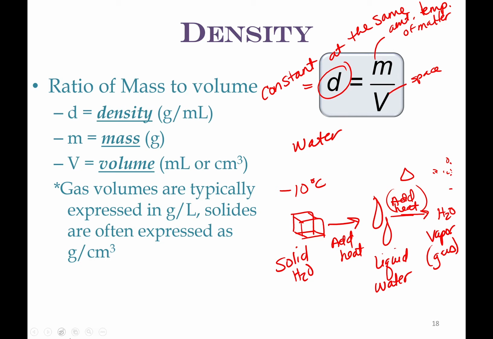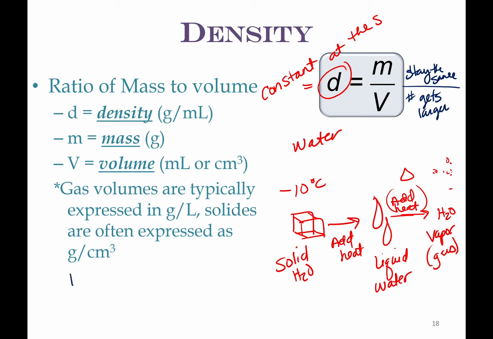So if we look at our equation, and we know that this is going to stay the same, so a number that stays the same over a number that gets larger, what happens to that fraction? Well, 1 over 2, 1 over 4, so 0.5, 0.25, right? So as we go up in temperature, the volume is going to increase, making density go down.